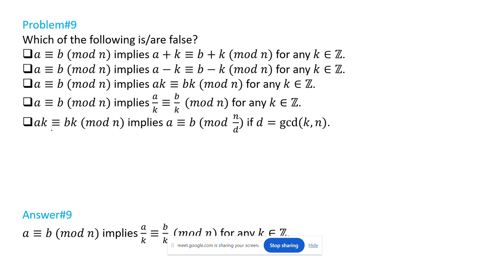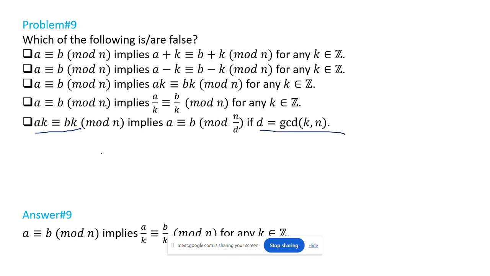Also, in this case, where K is a common factor of both sides of the congruence, we can only divide both sides by K, and we then have to reduce the modulo also. We write it modulo n divided by some D, where D is the GCD of K and n.